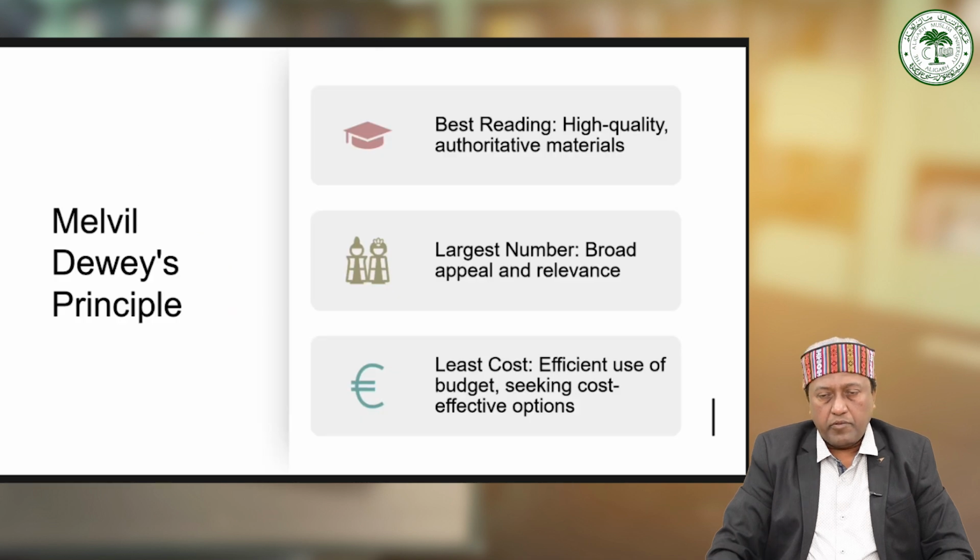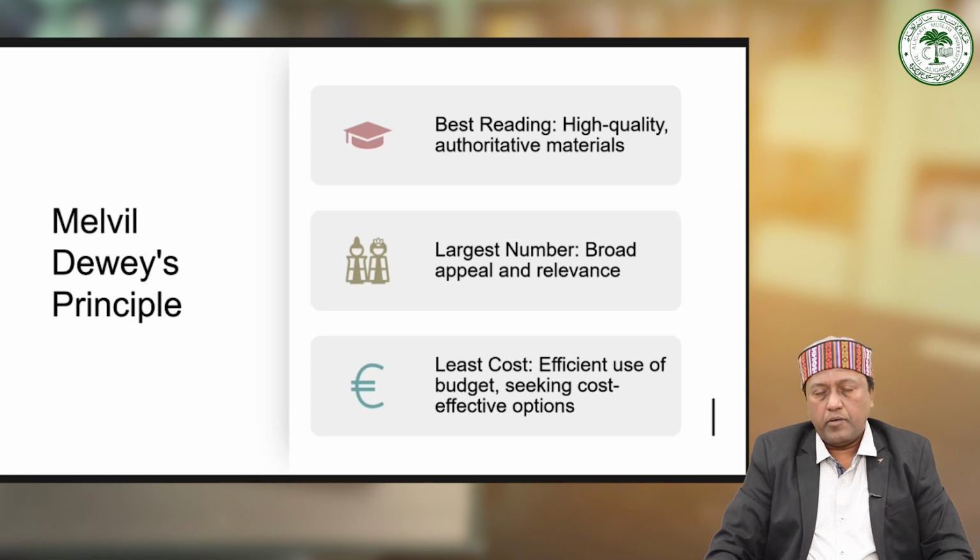Melvil Dewey's principle. His full name was Melville Louis Kossuth Dewey, and the abbreviated, shorter name is Melvil Dewey. His principle of book selection was best reading for the largest number at the least cost. This underscores the importance of maximizing the impact of the library's collection within the constraints of available resources.